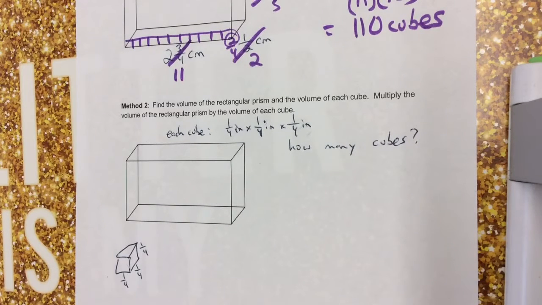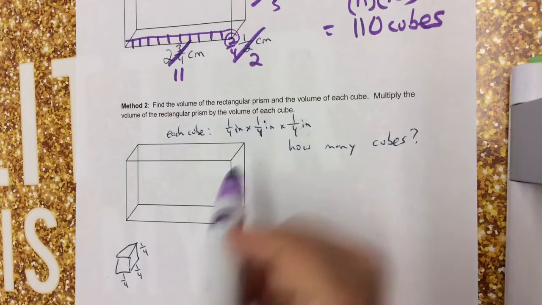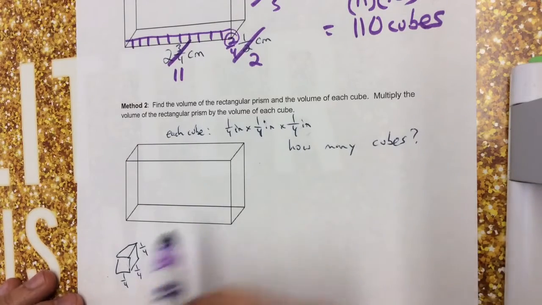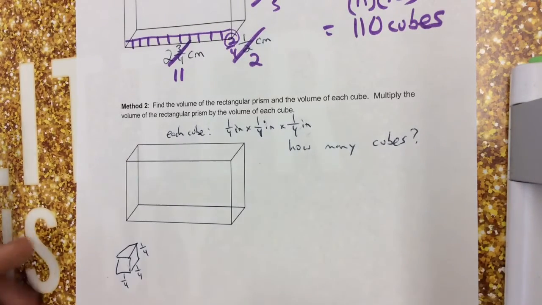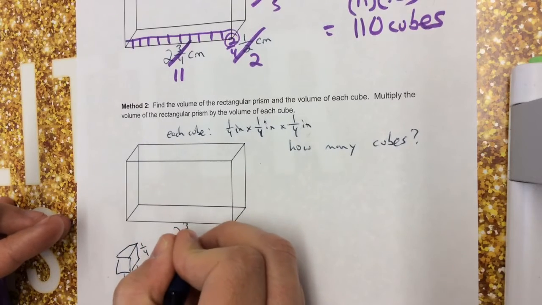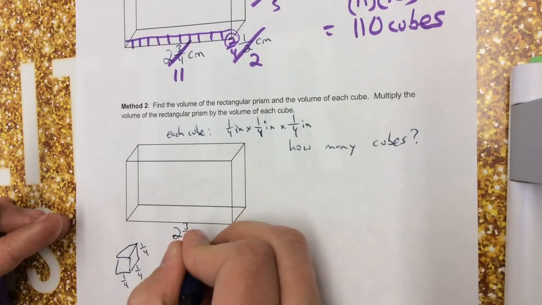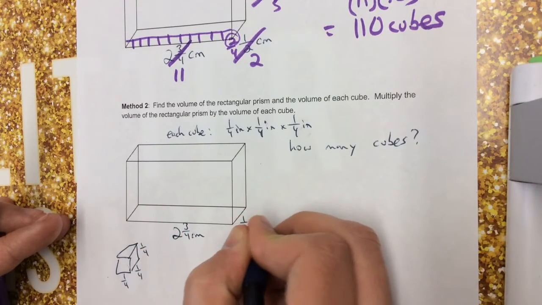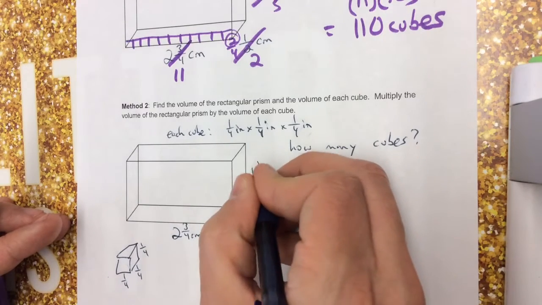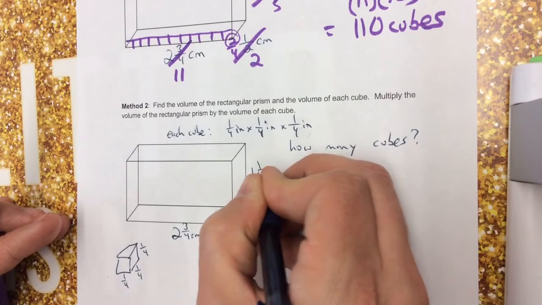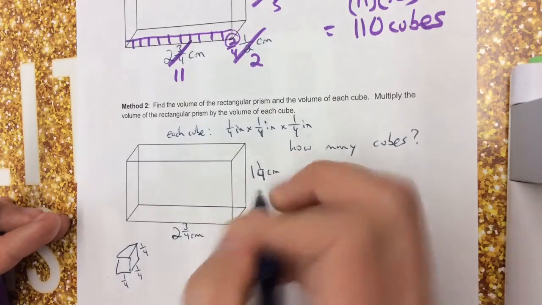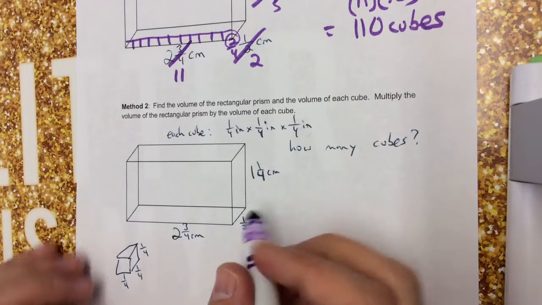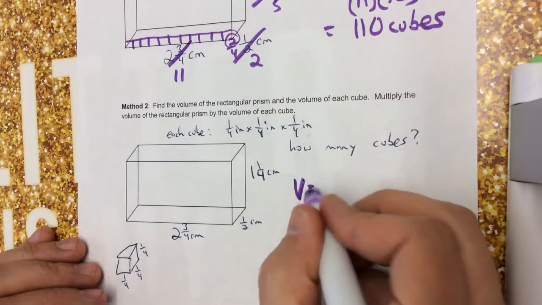Multiply the volume of the rectangular prism by the volume of each cube. So let's find the volume of this figure. We're going to use the exact same numbers as before. So this is 2 3/4 centimeters, this is 1/2 centimeters, and this is 1 1/4 centimeters. Looks a little bit neater, so that way you guys can read it more legibly. So we're going to take these and find the actual volume.